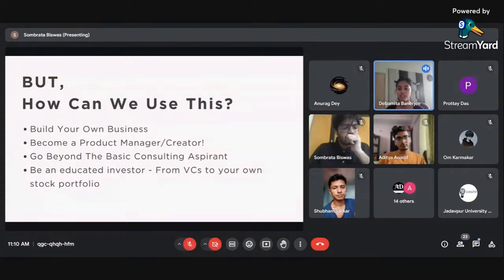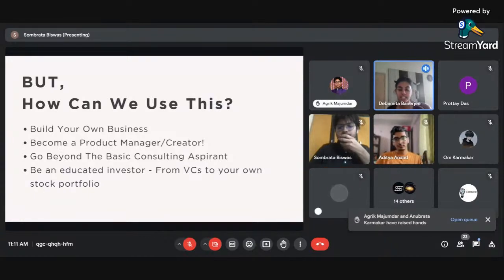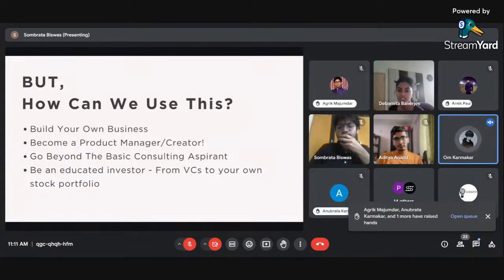But apart from that, I don't think everybody in the room here wants to start a business outright right now. So how else can you use a business model? How many people here are product enthusiasts? How many people want to get into product management? Great. Okay. Anybody else? This broader enthusiast with product making. Yes.